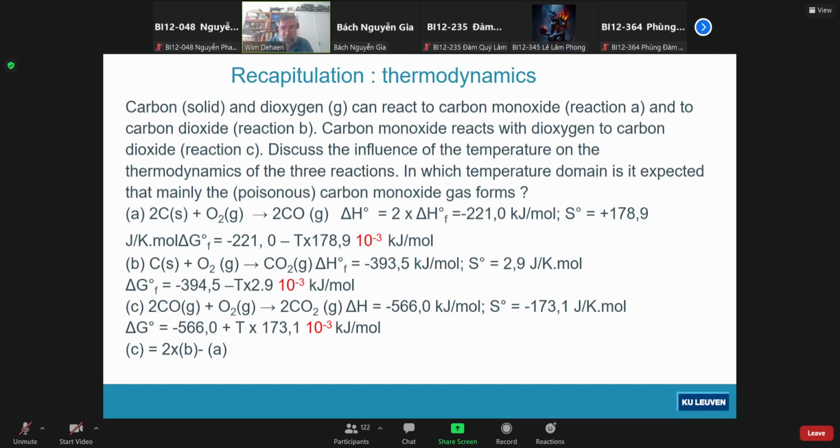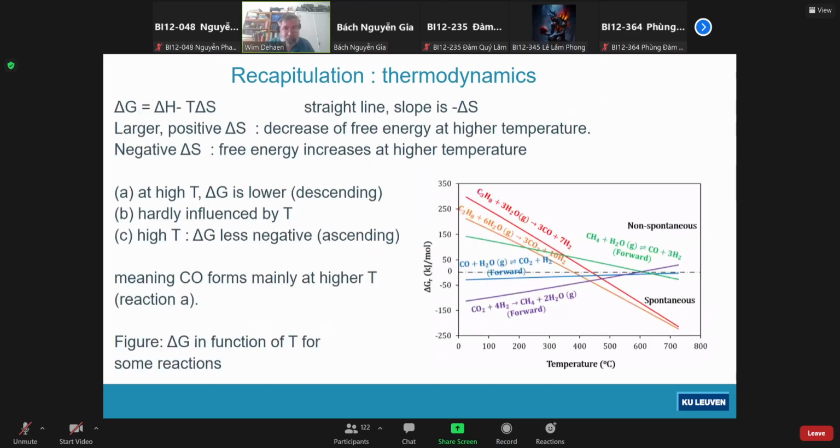In case C, you have a negative entropy change, 173.1. So that means your temperature is not favorable, because you will actually increase your free energy, and at a certain point it will go above 0. So if you would put that into a graph, you would get something like that. And this is the free energy in function of the temperature.